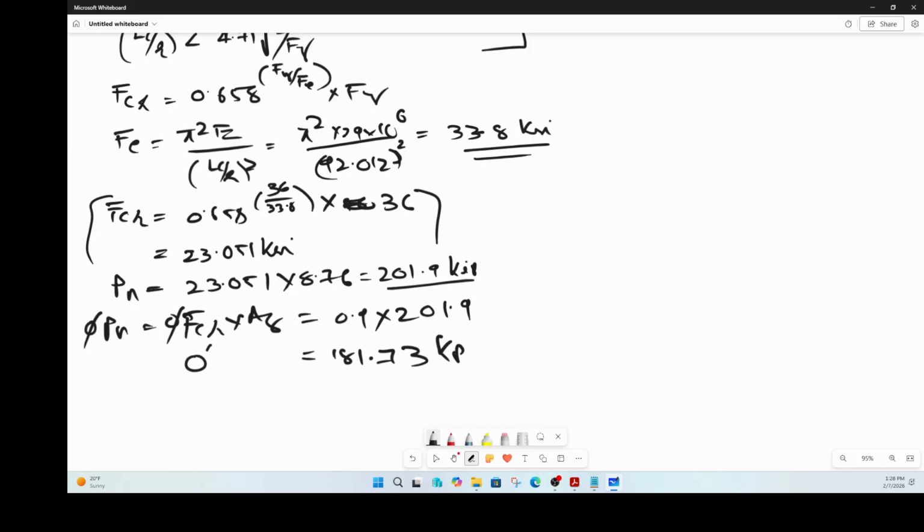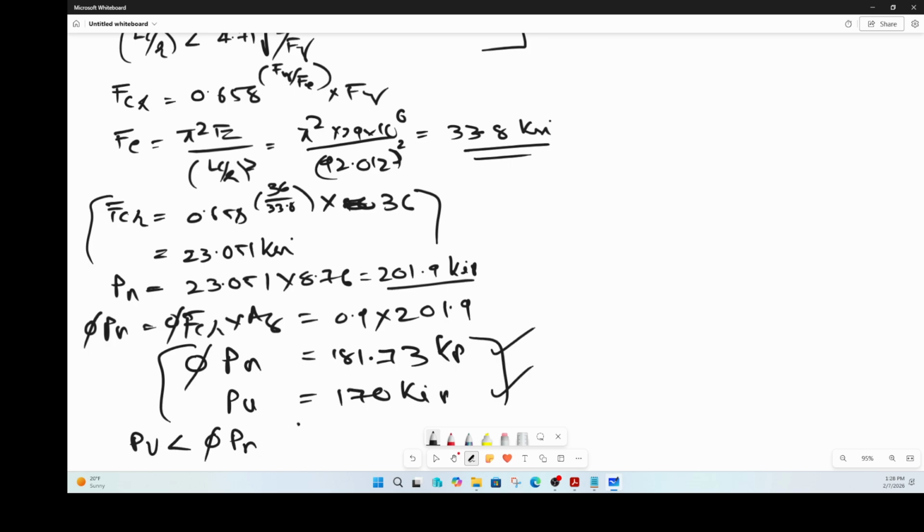So that is your phi Pn, and your Pu is in the problem statement, I think 170 kips. So the strength is this much, but the load is only that much, because Pu is less than phi times Pn. That means we are good. Okay, so that's the first problem here.